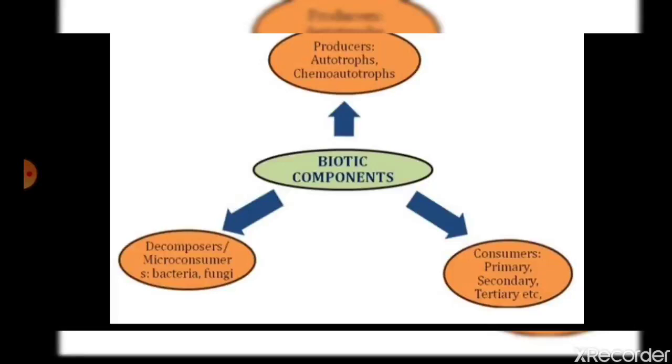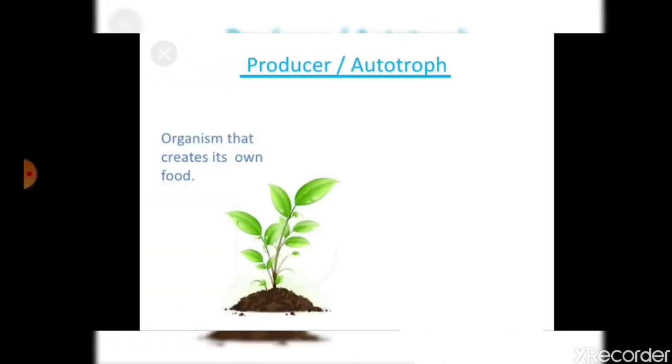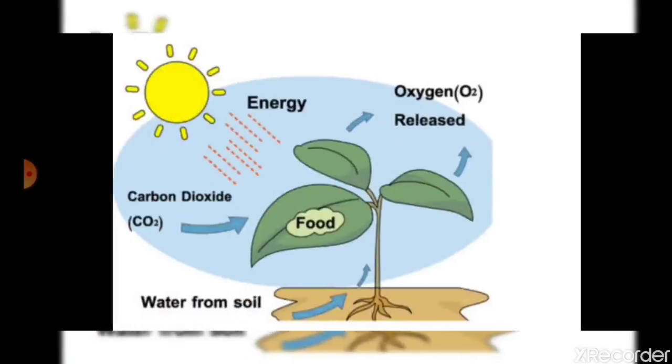Producers, also known as autotrophs. All green plants are called producers because they manufacture their own food in the presence of sunlight, using water and carbon dioxide by the process of photosynthesis.